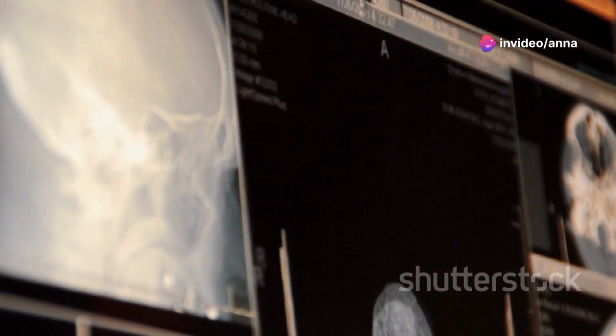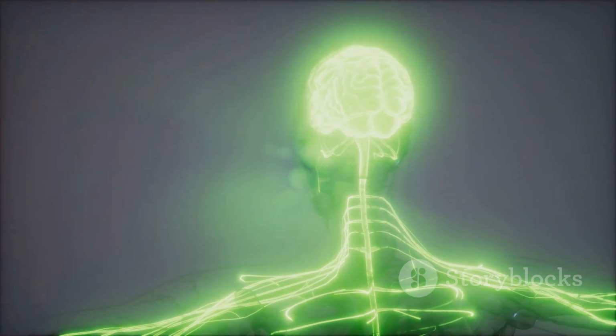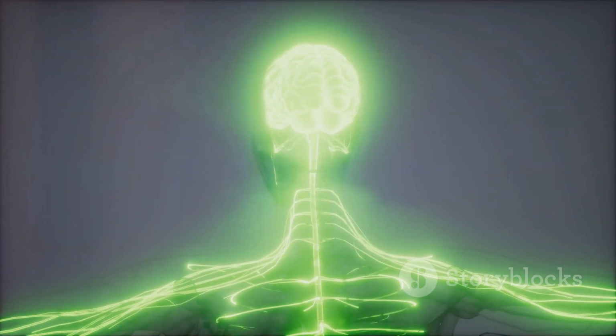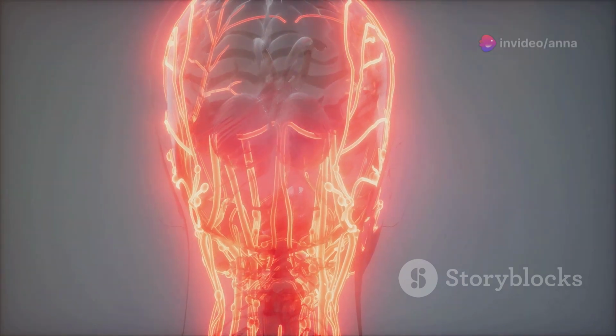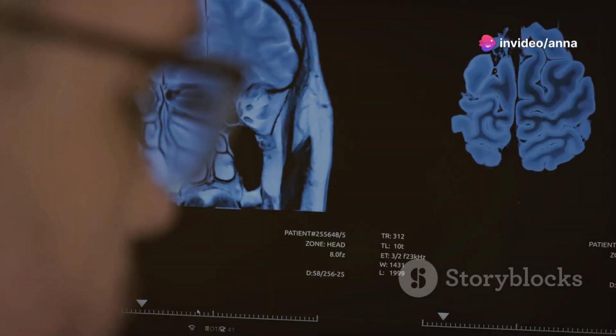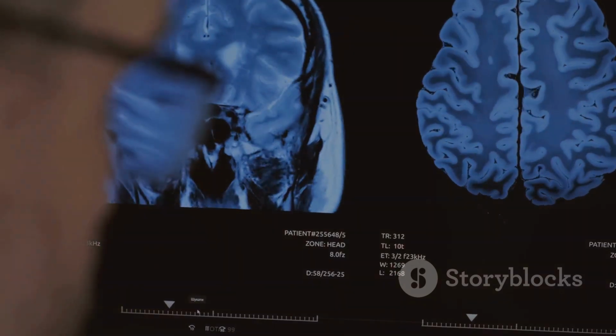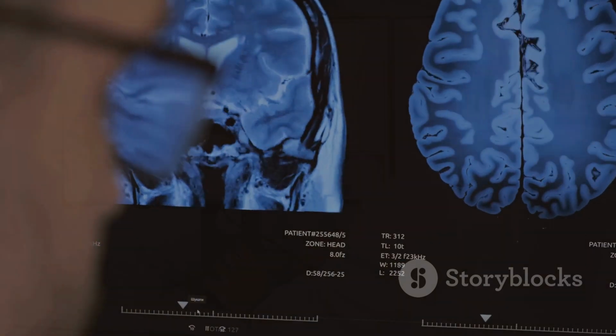Key components of the cavernous sinus include veins, arteries, and cranial nerves. Veins. It's a primary drainage area for blood from the brain, eyes, and face. Arteries. The internal carotid artery passes through the sinus. Cranial nerves. Several cranial nerves, specifically III, IV, V1, V2, and VI, traverse the sinus on their way to their respective targets.